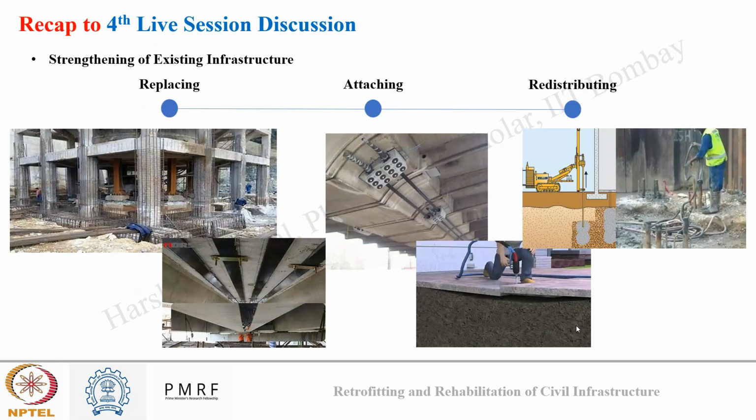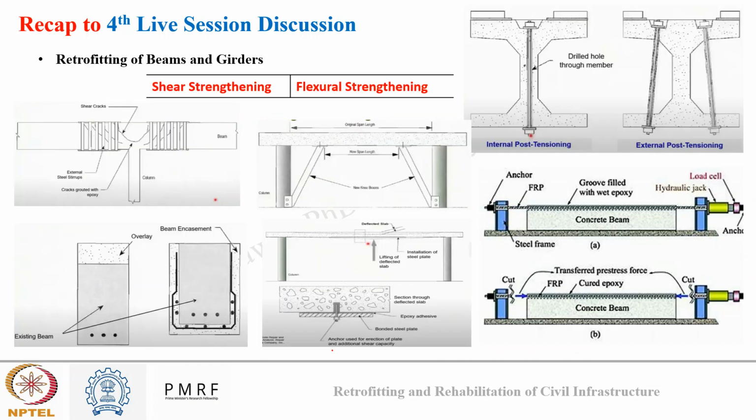So in the last live session, we started discussing strengthening of existing infrastructure, which can be done either by replacing the old deteriorated concrete with high strength material, or by attaching new members or materials over the existing surface, or by redistributing stresses on the existing members. For completing these activities, we talked about five basic retrofitting techniques: section enlargement, composite construction, post tensioning, stress reduction, and grouting.